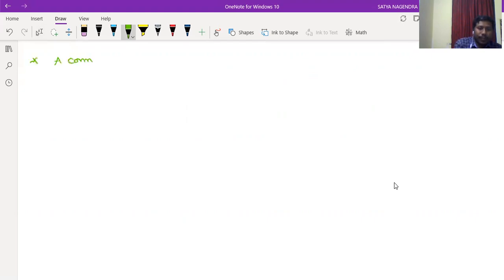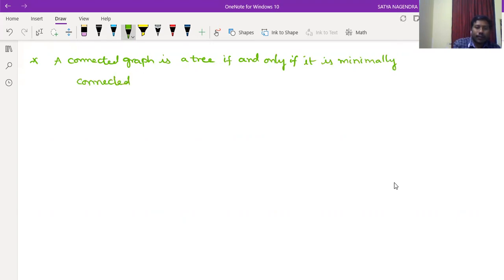A connected graph is a tree if and only if it is minimally connected. Okay, so you observe, we are now saying minimally connected graph.